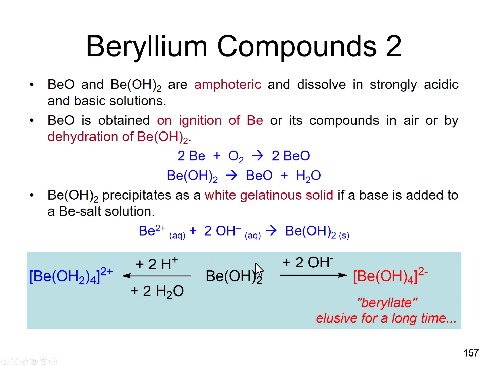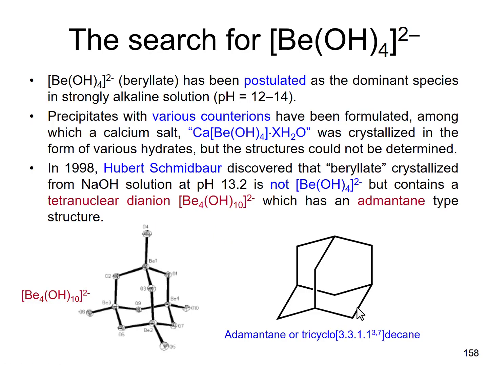Now, if you take the barium hydroxide and you treat it with a strong acid, then dissolution of that species occurs and you form a tetra-aqua species. So this is your aqua complex. On the other hand, you can also dissolve barium hydroxide in basic solutions. So by addition of additional hydroxide, it is proposed that you form this tetrahydroxidoberylate. Although proposed, this berylate has been elusive for a long time.